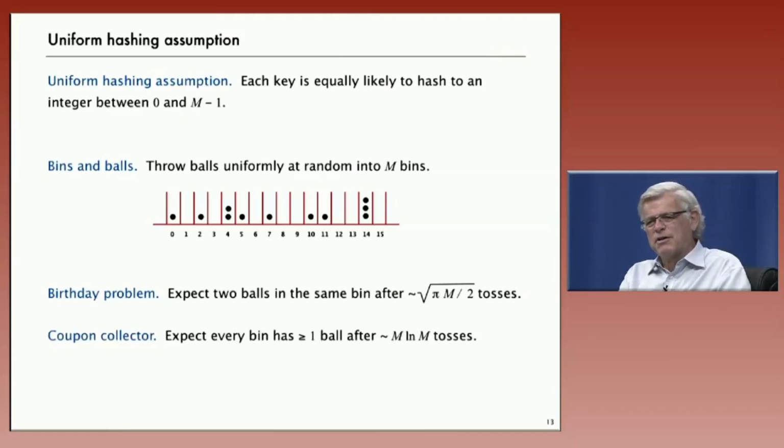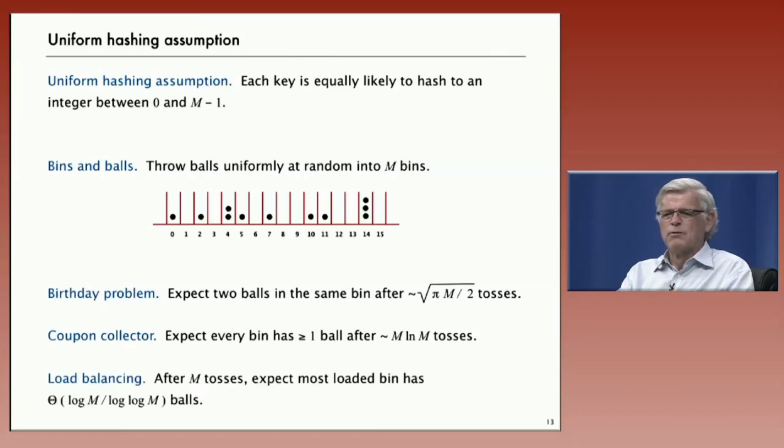When do all the bins fill up? Well, that's called the coupon collector problem. After about m natural log m tosses, every bin has at least 1 ball. And those are just examples of classic results from combinatorial analysis that help us understand what happens when we do this, which is what we're doing with hashing. And we'll look at more advanced versions of these problems when we want to study hashing.